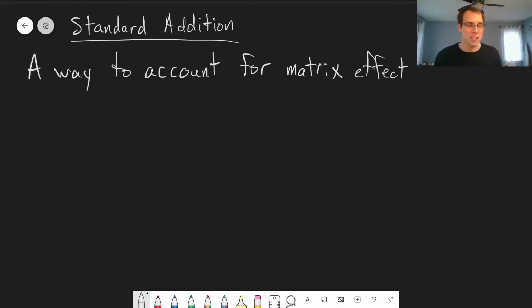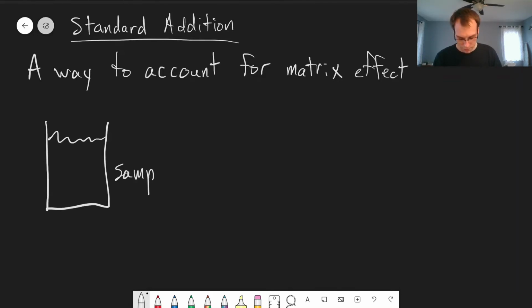A much simpler way is to use this method of standard addition. The idea here is kind of like a spike, a very similar idea to the spike recovery that we talked about earlier in the chapter. We have our sample here. Now I'm showing this as a liquid. This is not just for liquid samples, but it's often what we're measuring in analytical chemistry. So maybe this is our groundwater.